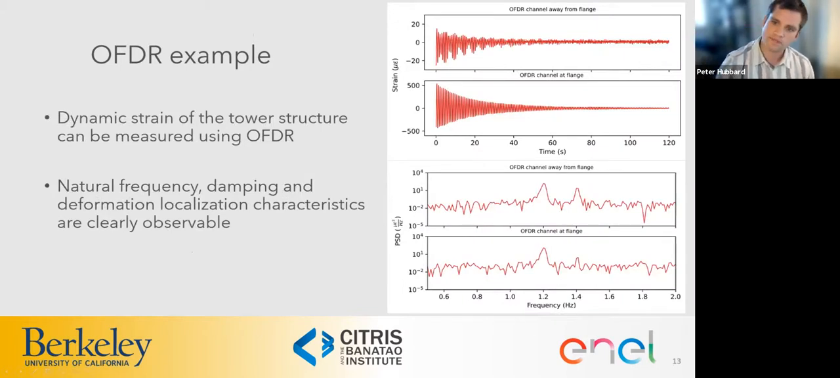So with OFDR, we can see dynamic strain both at flange locations and away from flange locations. At flange locations, we can see a strain amplitude beginning at around 500 microstrain and damping out. So we can see dynamic strain of the tower structure can be measured, natural frequency, damping, and deformation localization are also clearly observable. So what we see here is we see two spikes. These actually correspond to north-south and east-west natural frequencies. The tower was stiffened asymmetrically. So we see two natural frequencies of vibration.